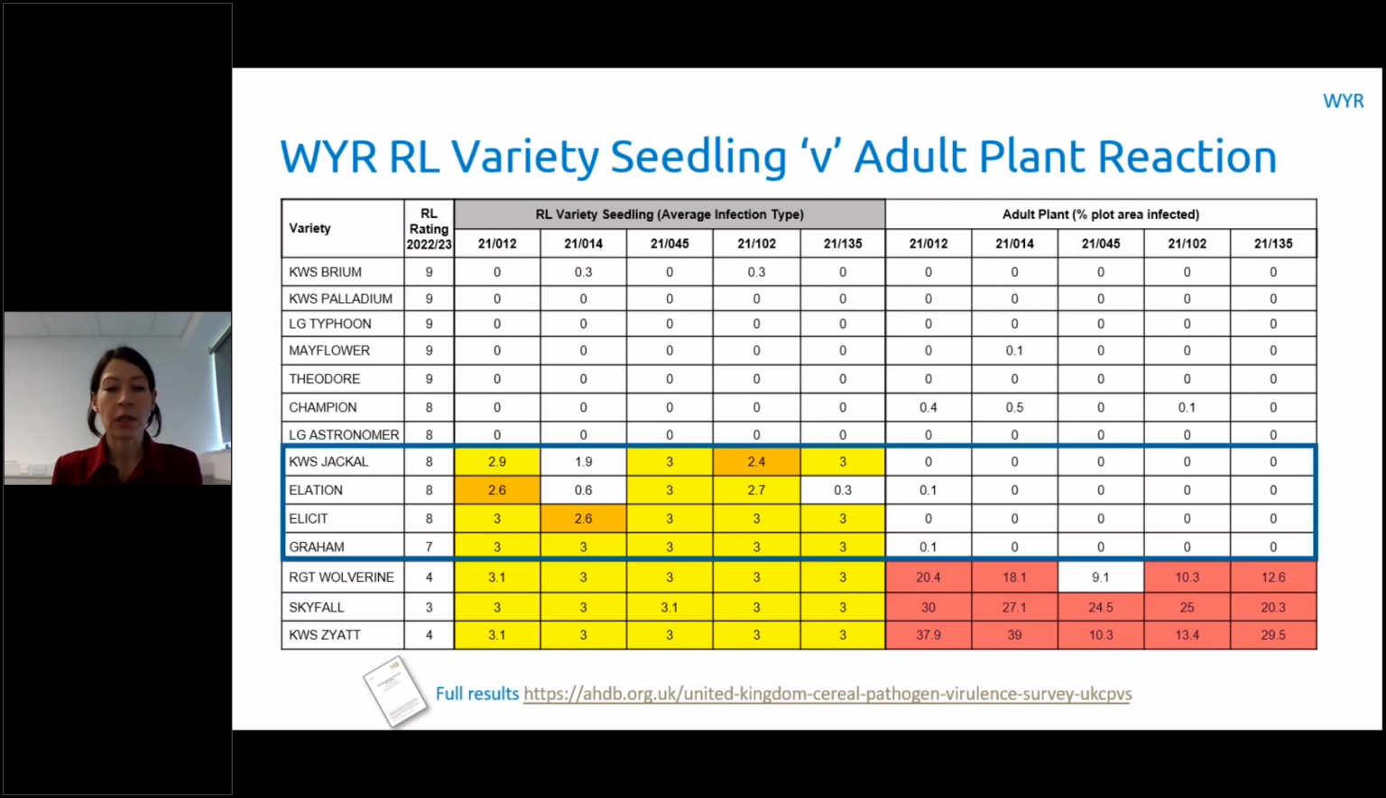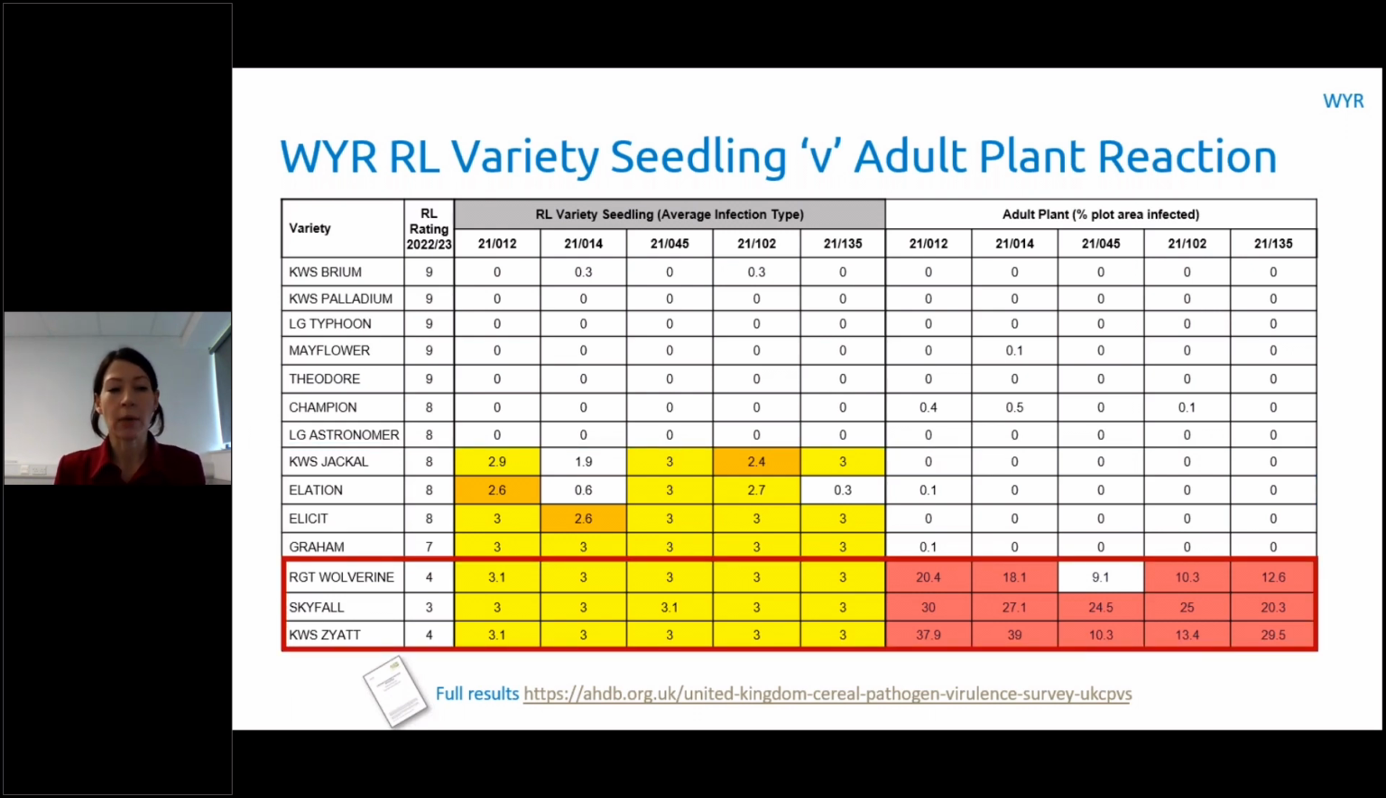If we have a look at the ones in the blue box, we've got Cadorus Jackal here, Elation, Illicit and Graham with ratings of 7 and 8. You can see that these were susceptible to 2 or more of the isolates at seedling stage, but again were resistant at adult plant stage. So these ones were showing adult plant resistance which kicked in at later growth stages.